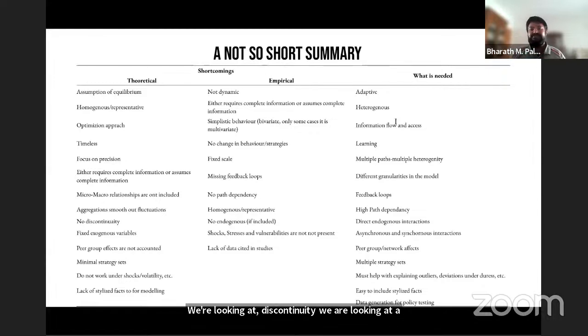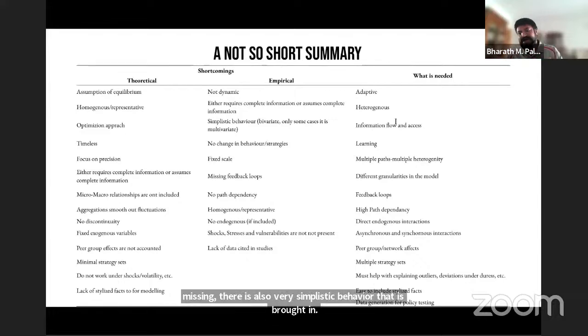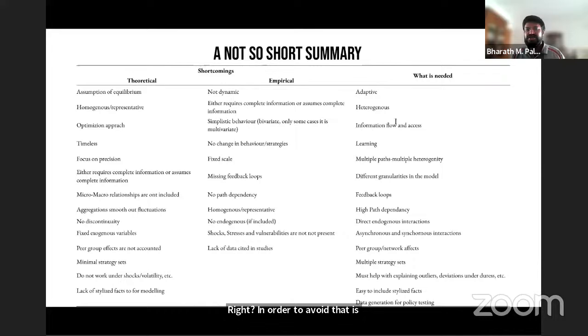Whereas what we sort of need, whether it's theoretical or in the empirical context, feedback loops are missing. We talked about the flattening of the policy cycle, right? Because of the flattening, feedback loops become missing. There is also very simplistic behavior that is brought in, right? In order to avoid that is where you can start using gaming simulations to bring that out in its richness.